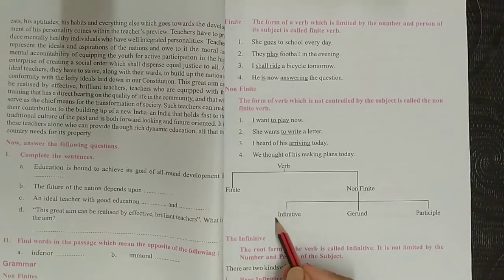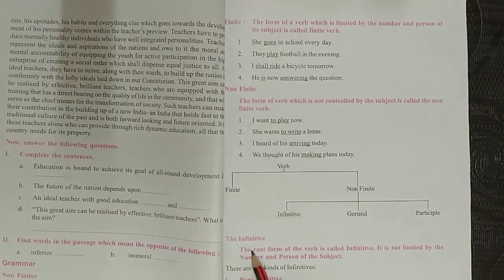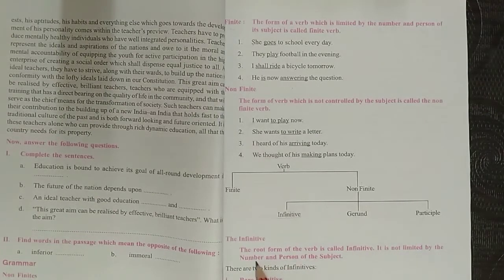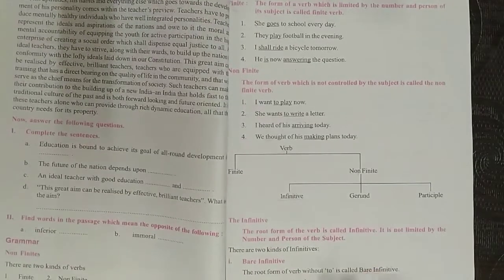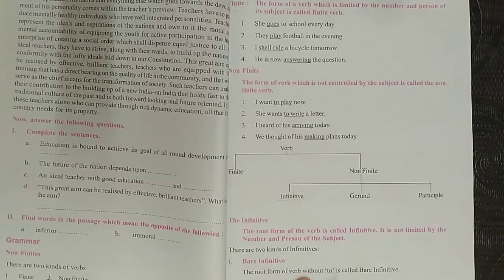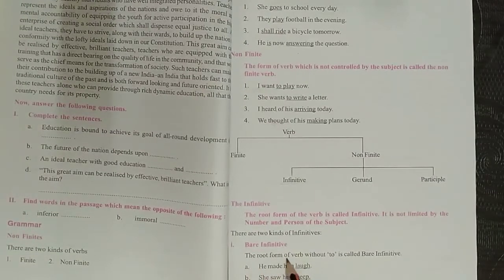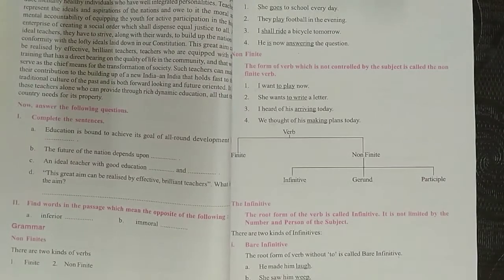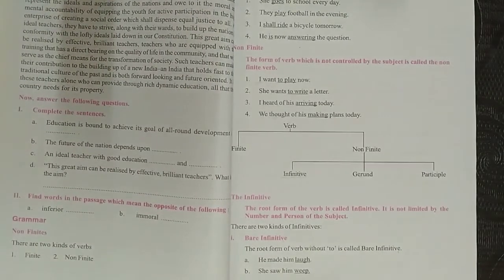Now the infinitive. First we learn about the infinitive. The root form of the verb is called infinitive. It is not limited by the number and the person of the subject. It means this one is not indicated by the number of the subject and the person of the subject. There are two kinds of infinitives, bare infinitive and to infinitive. Bare infinitive: the root form of a verb without to is called bare infinitive. When we use the verb without to, it is called bare infinitive.